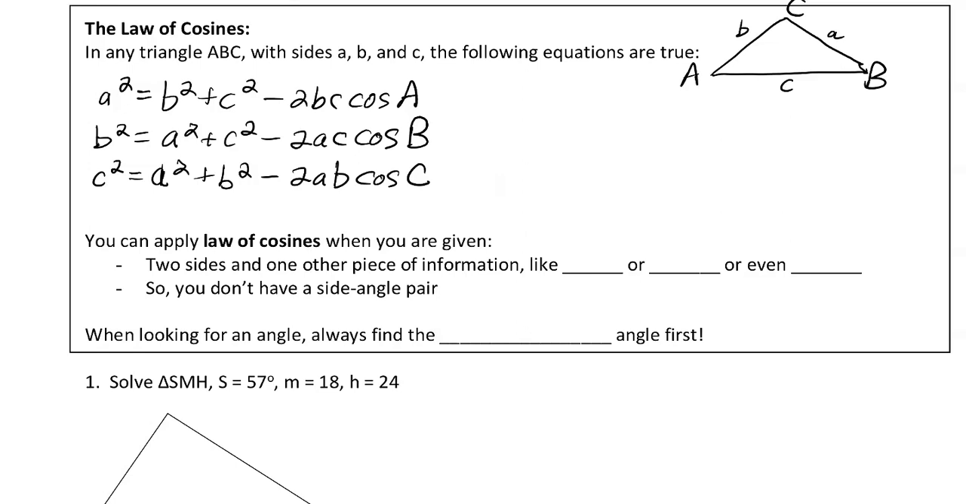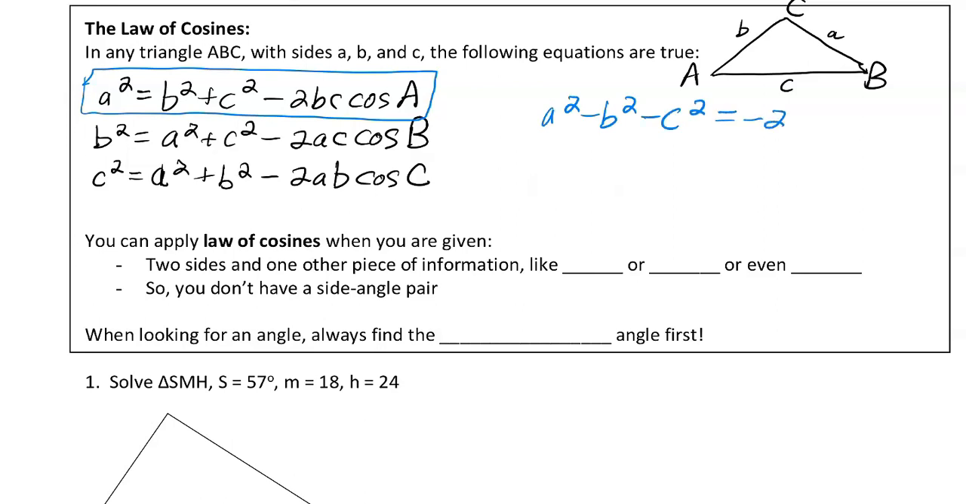Another helpful formula: let's say you wanted to solve for a particular angle. These formulas, as I've written them, are helpful if you're looking for side length A, B, or C. But let's say you wanted to solve this equation for angle A. So we'd have to isolate cosine of A. If we subtract these two terms from both sides, we would get A squared minus B squared minus C squared, and that would equal negative 2BC cosine A.